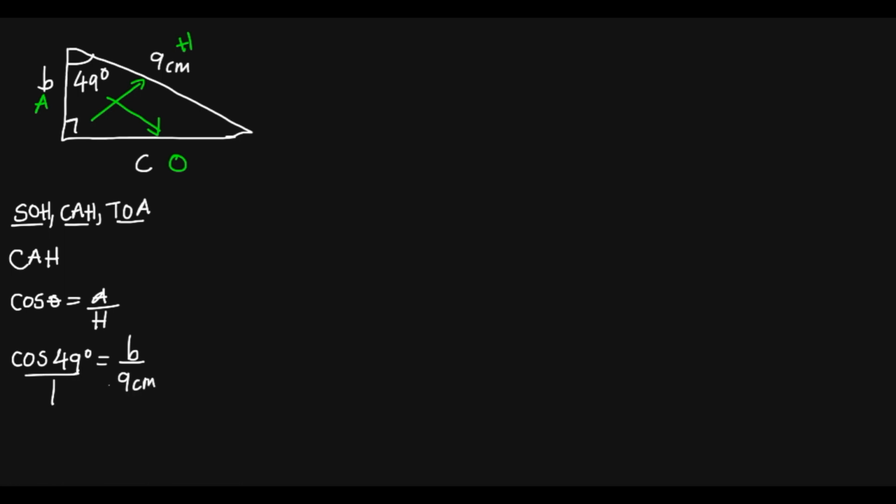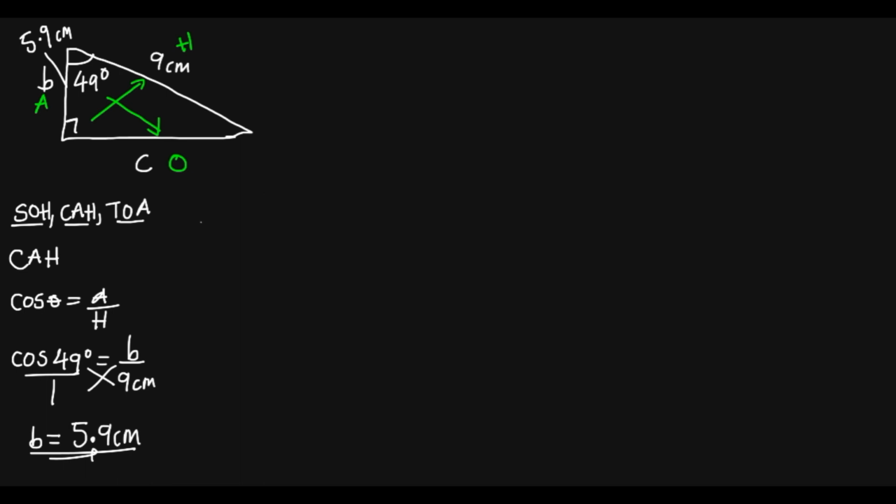So over 1 we can now cross multiply so that we can solve for b. So 1 multiplied by b is just b. Then cos 49 times 9 centimeters, I'm getting about 5.9 centimeters. So this is the distance for this part. So we have calculated this one to be 5.9.